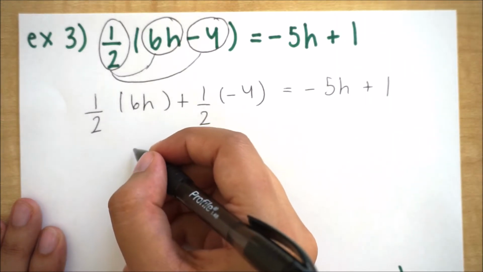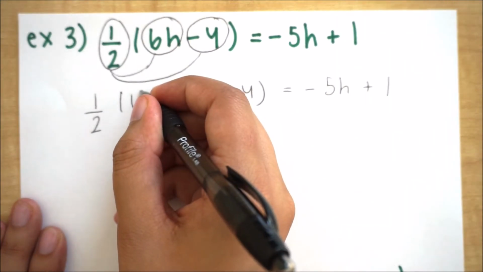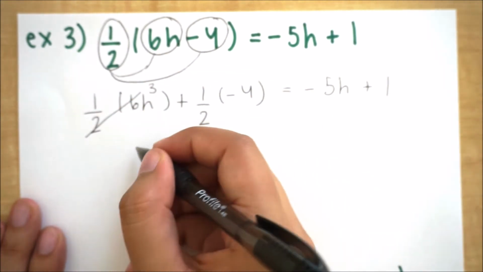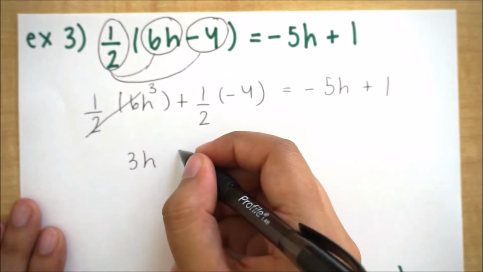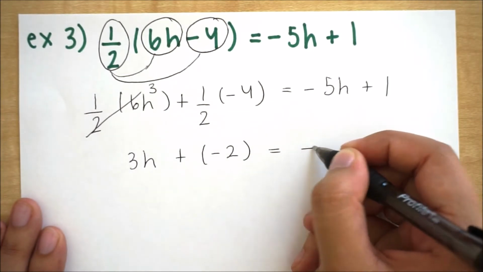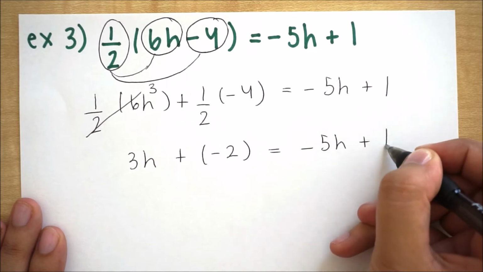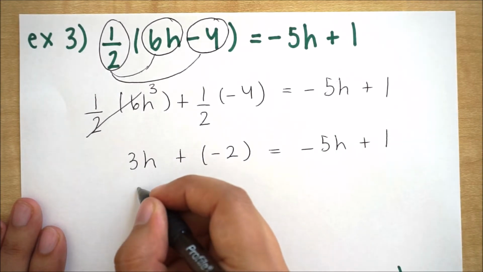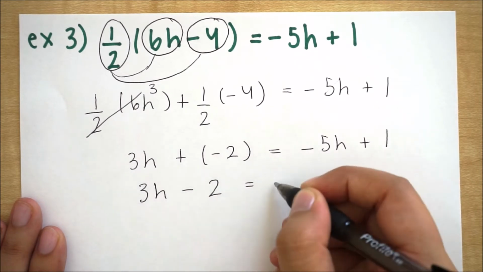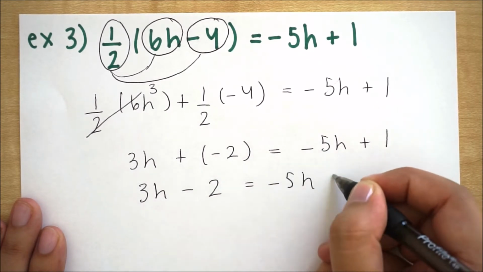So then we have 6h divided by 2, which is 3h. And we have half times negative 4, which is negative 2. Again, I'm worrying about the signs later. And then we have negative 5h plus 1 again on the right side. Then we see that the negative will overpower the plus sign. So that'll be 3h minus 2 on the left and negative 5h plus 1 on the right.